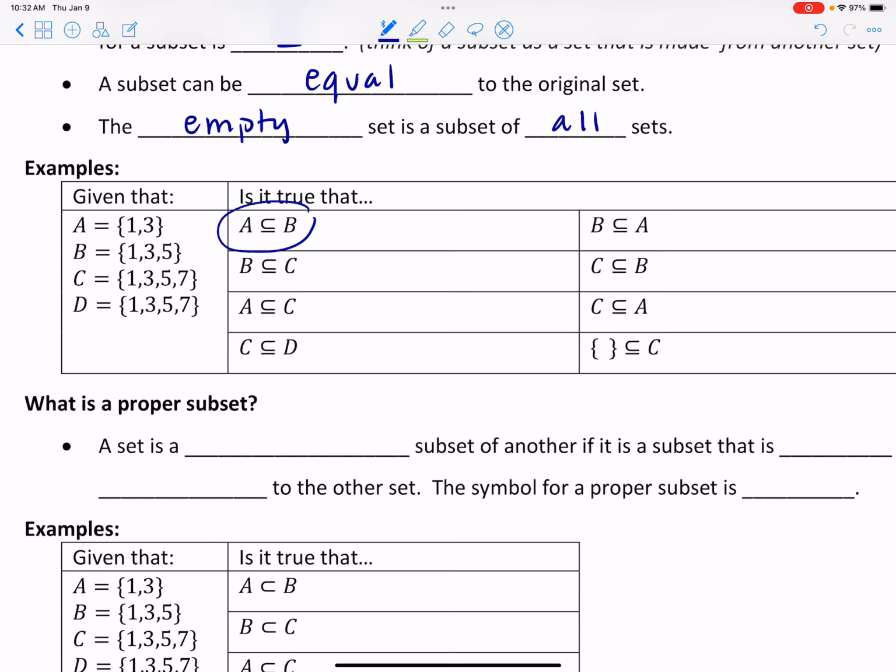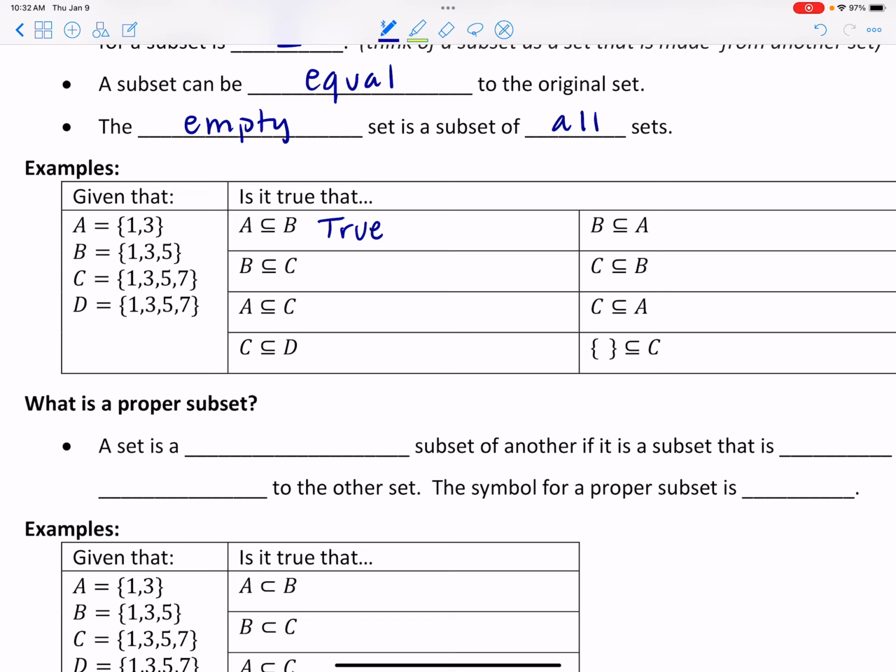So when we're reading that, we're going to say set A is a subset of B. That means, are the elements of A in B? Could I make this set using this set as the original? So could I make set A from the elements that are in set B? Well, yeah, A has 1 and 3, and those are in B, which has 1 and 3. So I could make this set from this set, which means it is a subset. So this is going to be true.